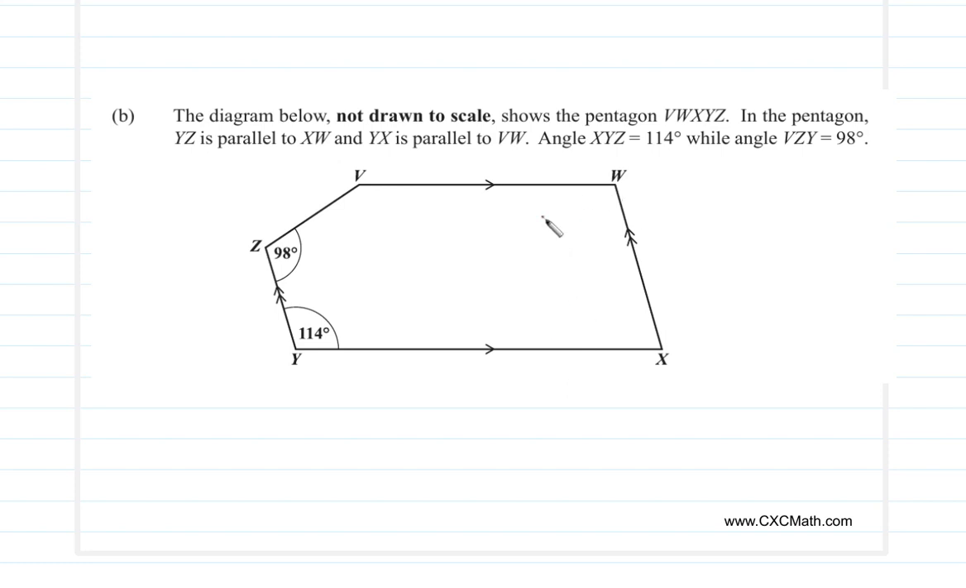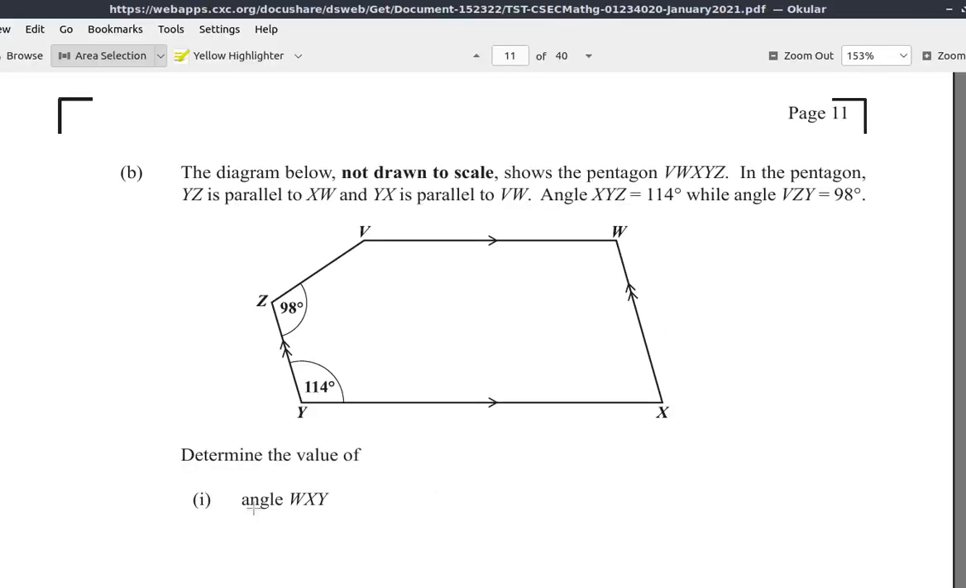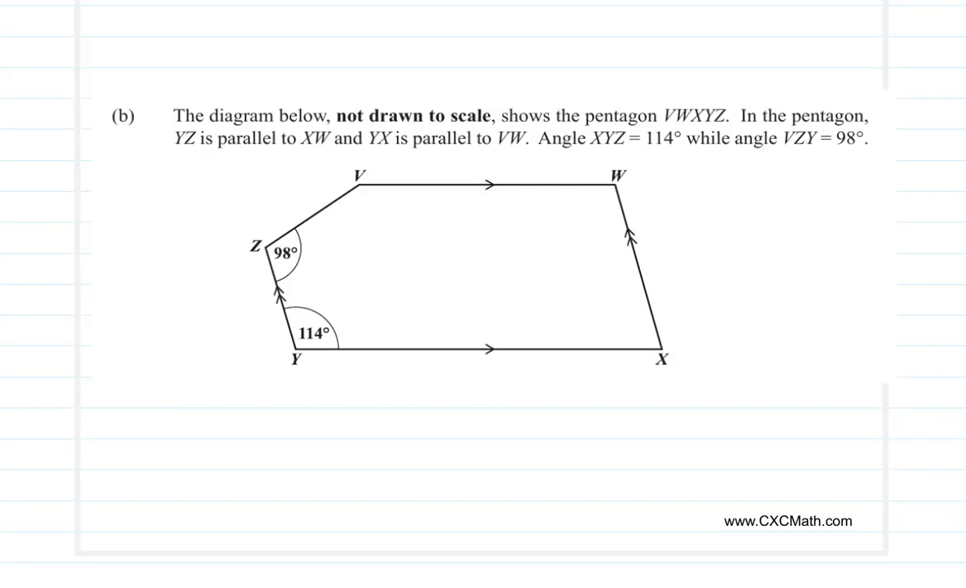This angle XYZ is equal to 114 degrees, while angle VZY equals 98 degrees. Alright. See what they want. Determine the value of angle WXY. So you need angle WXY. Alright. Let's see now. WXY, where is it? It's right here. That's the angle.